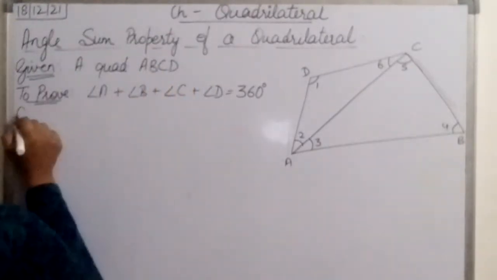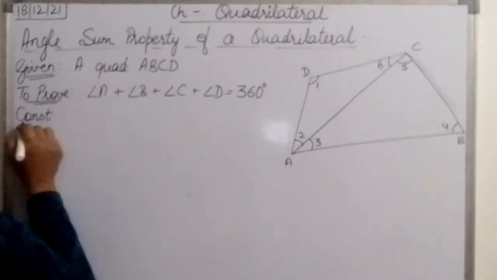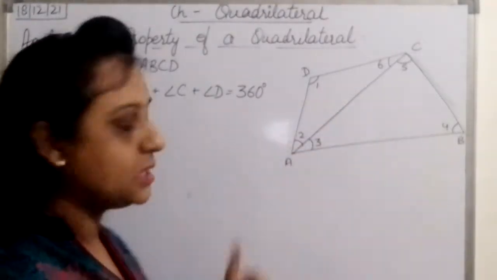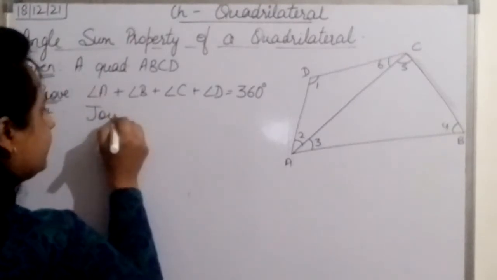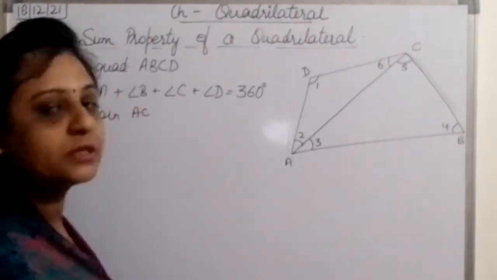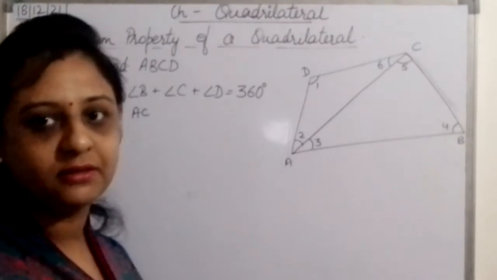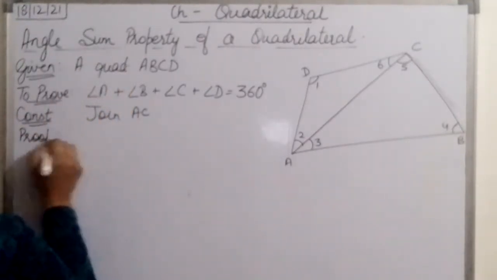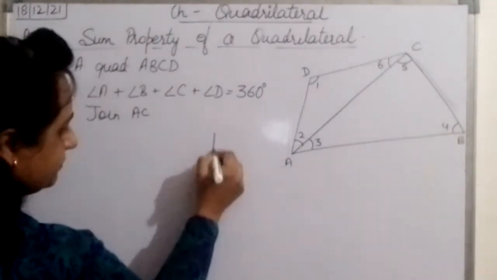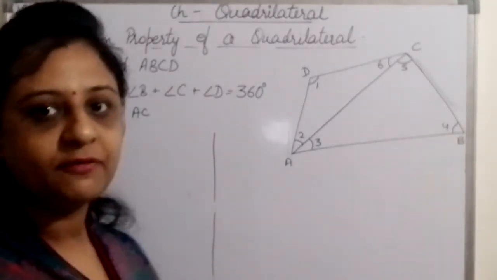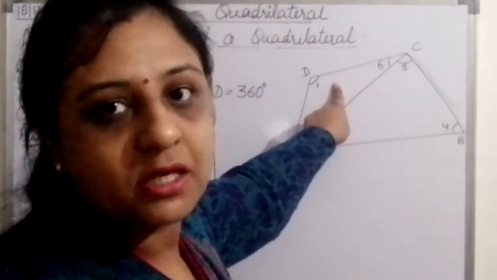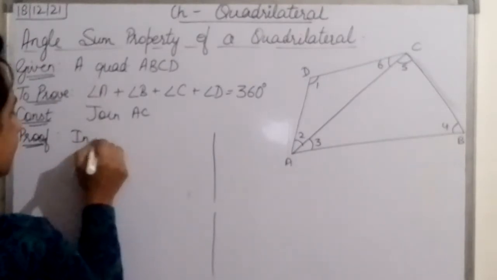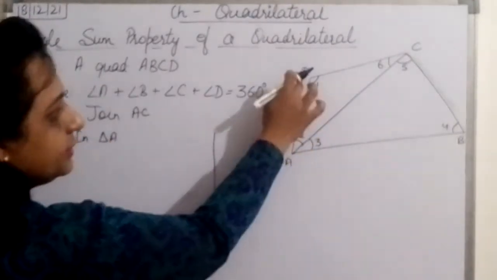Now I will write the construction part. What I have done in this quadrilateral is join A to C. So join AC. This is the construction part, the extra part that we are adding in the figure. After that, the main part, the proof part. First of all, I will take this upper triangle, triangle ADC.